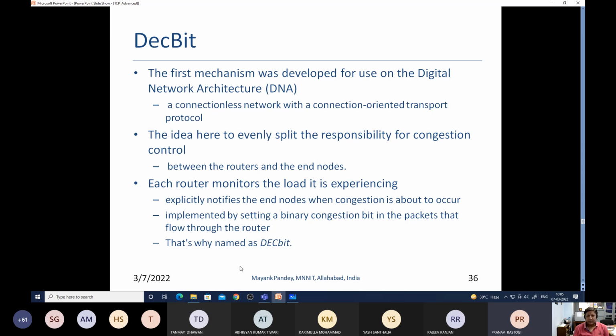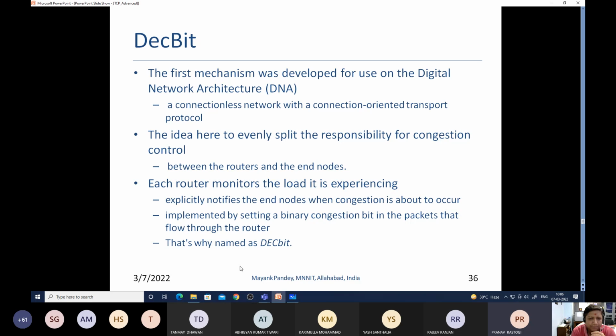A connectionless network with a connection-oriented transport protocol. This is just like the TCP/IP protocol suite, where the internet layer is connectionless and the transmission control protocol was connection-oriented. The idea here is to evenly split the responsibility for congestion control between the routers and the end nodes. The idea is very simple. It is to explicitly notify the end nodes when congestion is about to occur.